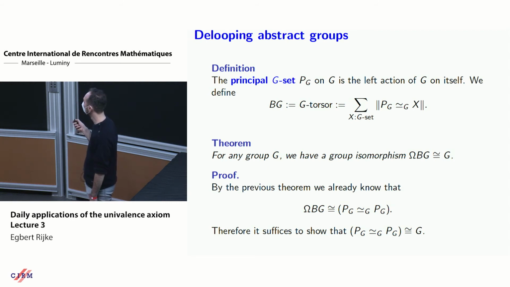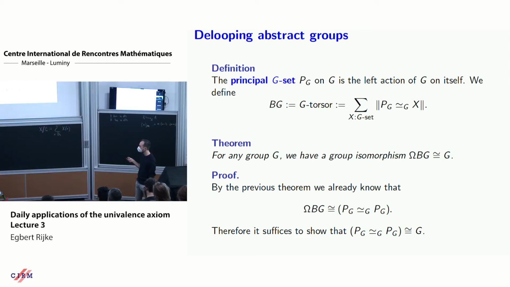We have a group isomorphism from the loop space of BG to G. And the previous theorem says we already know that this loop space is equivalent to the type of G set equivalences from the principal G bundle to the principal G bundle. So it's automorphisms on the principal G bundle. So it's only a very small thing that remains to be shown, namely that this type of automorphisms here is isomorphic to the group G. So that's what we have to do now. So you see it was useful that we characterized that identity.